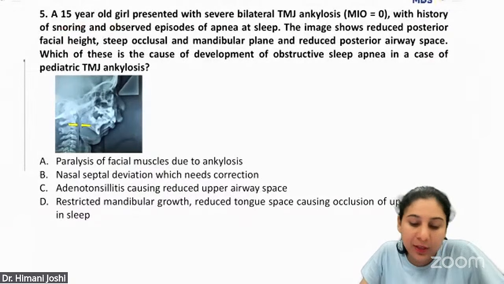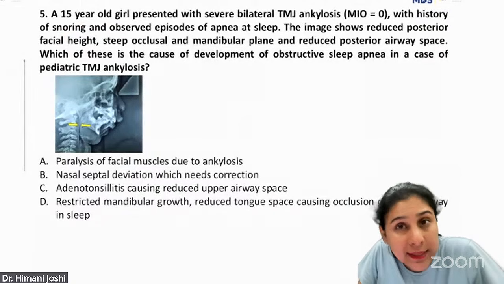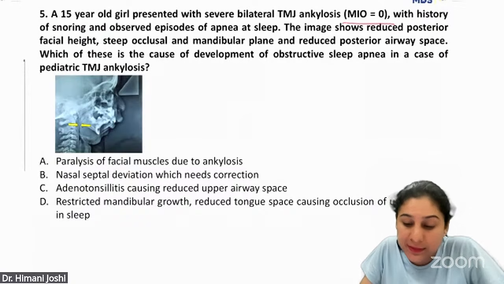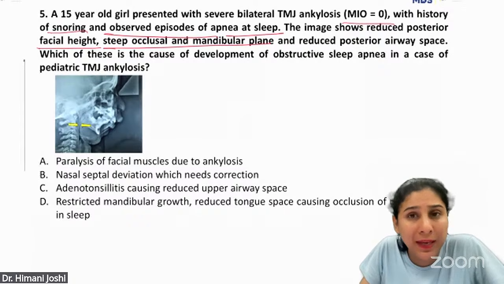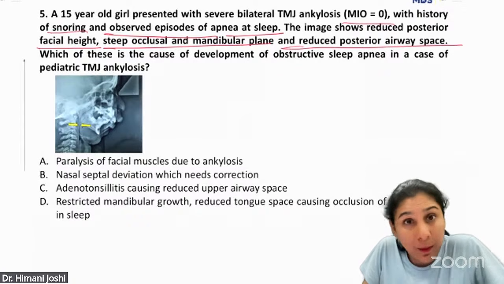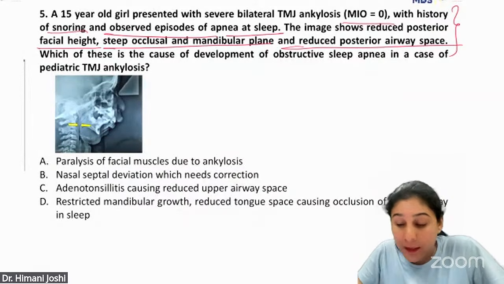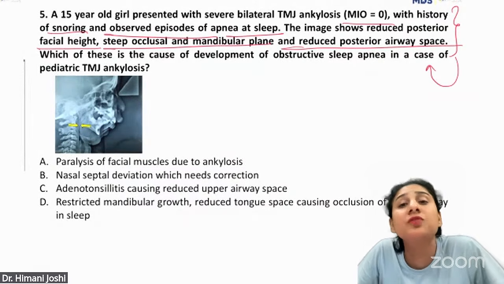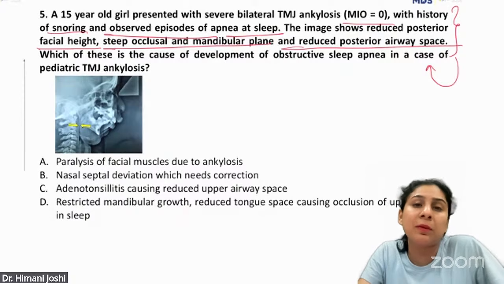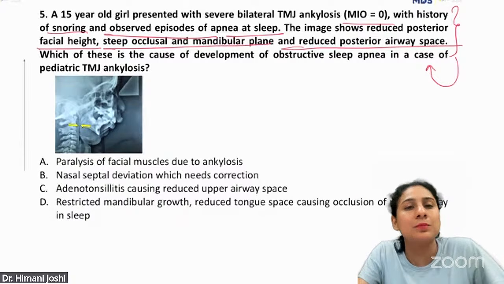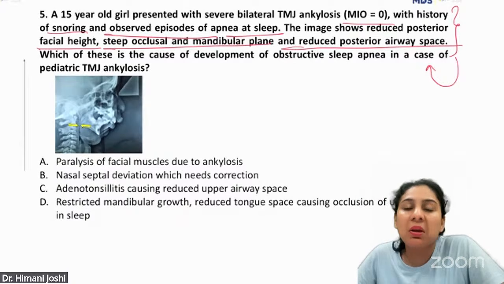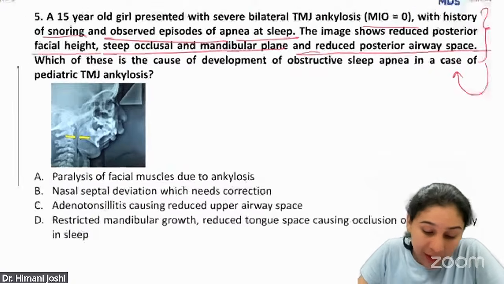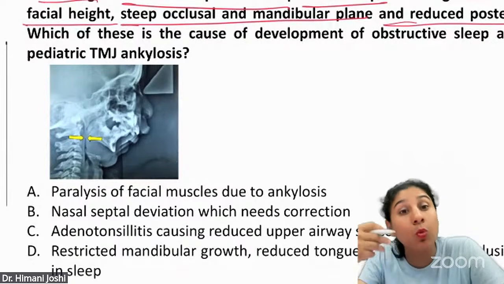Okay, next question. A 15-year-old girl presented with severe bilateral TMJ ankylosis with maximal incisal opening of 0 mm, with history of snoring and observed apnea at sleep. Image showed reduced posterior facial height, steep occlusal and mandibular plane, and reduced posterior airway space. All this story is actually just the last line of the question, which is important: which of these is the cause of development of OSA in a case of pediatric TMJ ankylosis? Like I said yesterday also, they've unnecessarily made the question too long, maybe to distract you. And a very similar image was there in the exam, even more severe than this one.